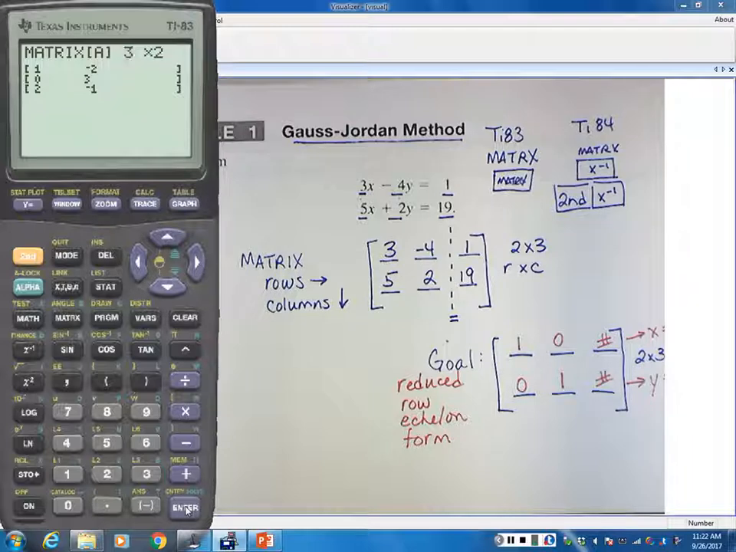And notice that matrix A is saying it's a 3 by 2. But we need a 2 by 3. A 3 by 2 has 3 rows and 2 columns. We need a 2 by 3, which has 2 rows and 3 columns. Okay? So you have to put in the dimensions of your matrix first.